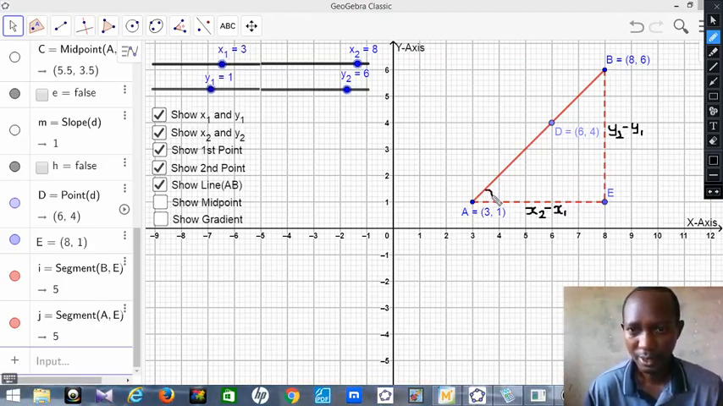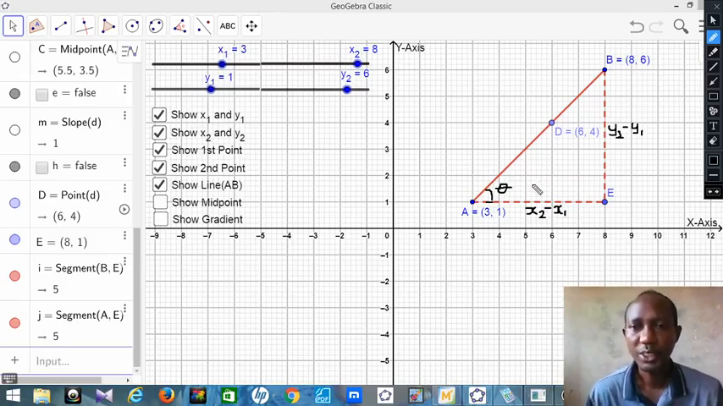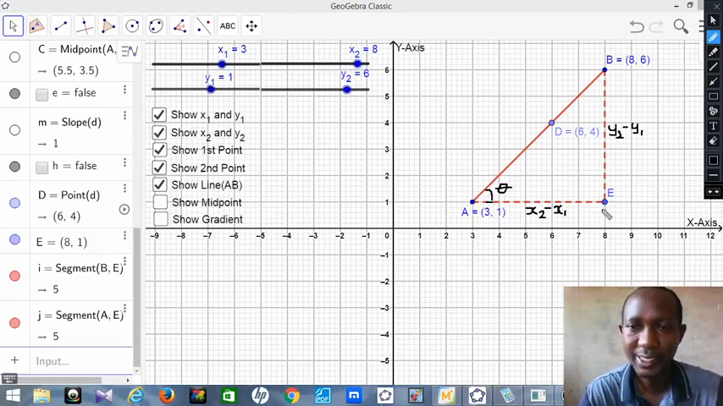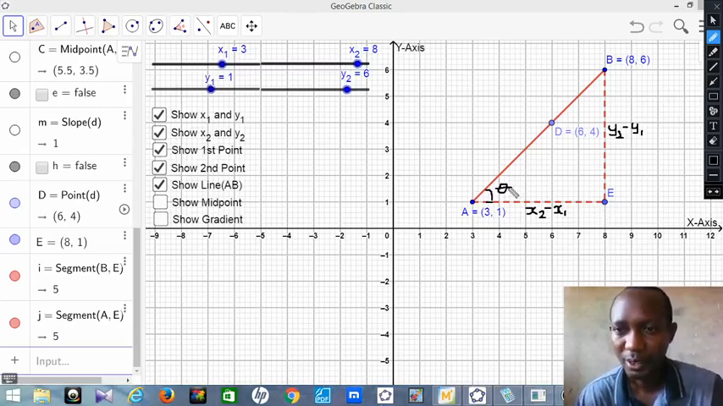Just take note of this. You can get this angle. So this angle, let's call it theta. From your trigonometry, you will discover that y2 minus y1, this distance here, divided by x2 minus x1 is also called tan theta. If you use your SOH CAH TOA in mathematics, you see that tan is opposite. Theta is facing here, which is opposite.